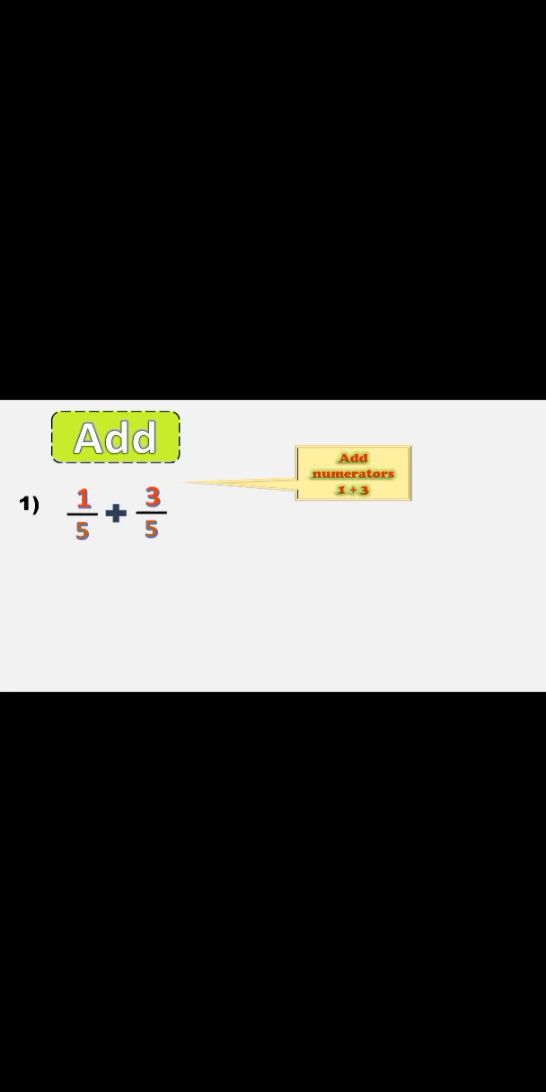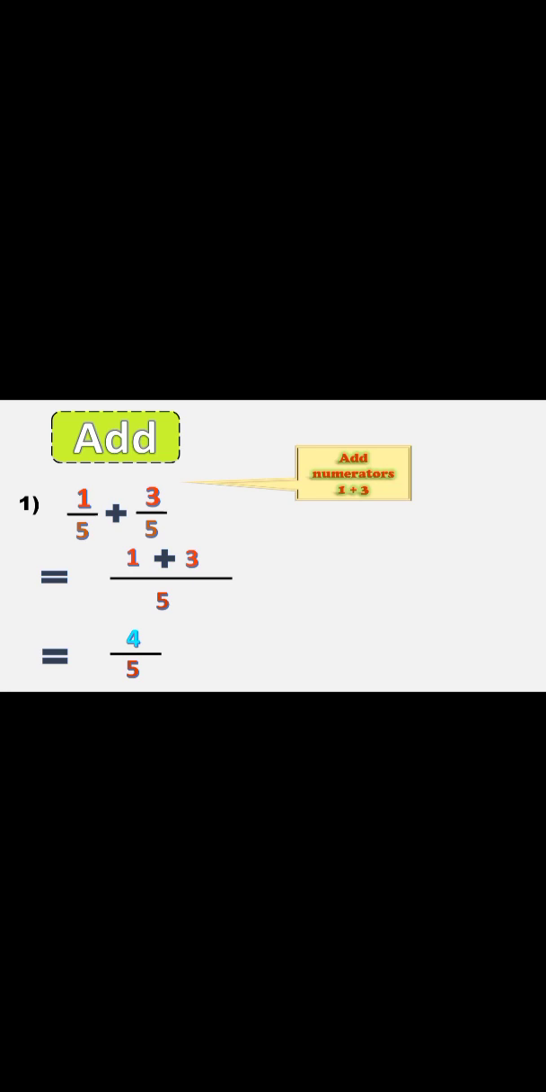So what is my next step? Next step is 1 plus 3. Okay, how are you going to write? You have to add the numerators, that is 1 plus 3, and the denominator remains as it is. So what is 1 plus 3? 1 plus 3 is nothing but 4. So 4 upon 5 is the final answer.